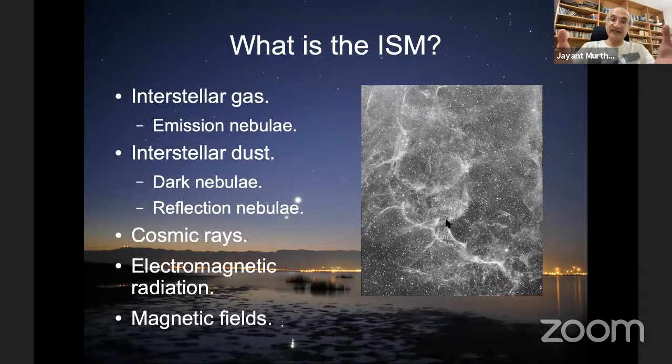We also have other things that are less obvious, but are still considered to be part of the interstellar medium. Things like cosmic rays, electromagnetic radiation, you get light everywhere, you have the 3-degree microwave background. And of course you have magnetic fields. So all of these are also part of the interstellar medium. But what I will focus on is only the gas and the dust. This picture here is a supernova remnant.